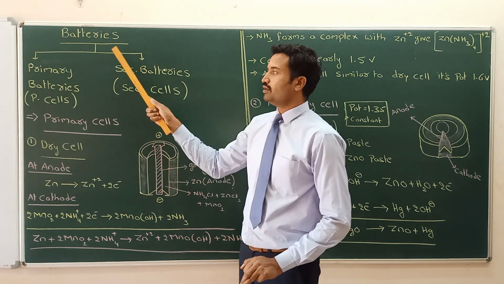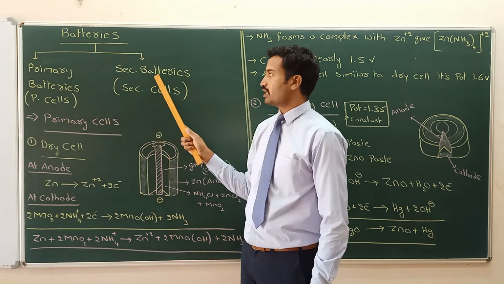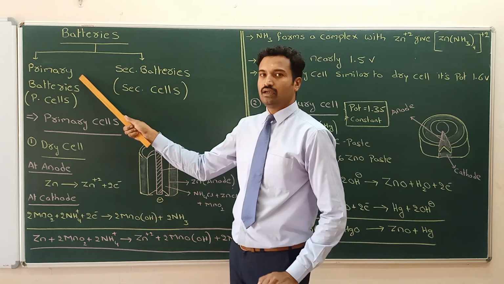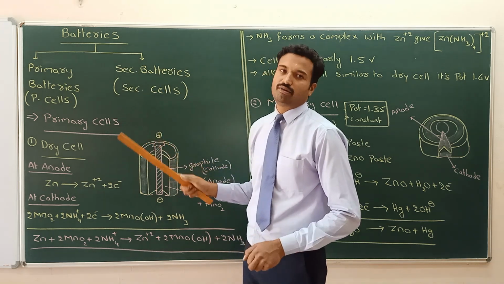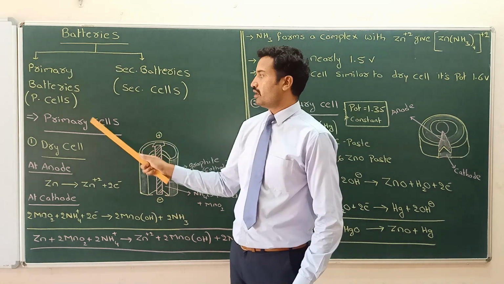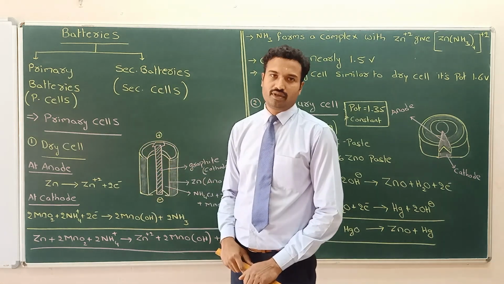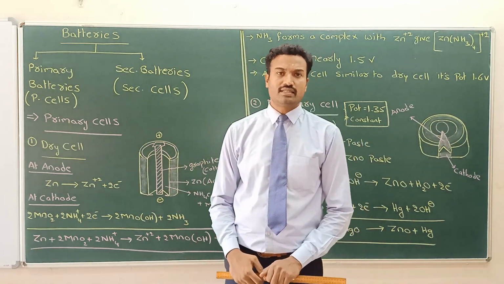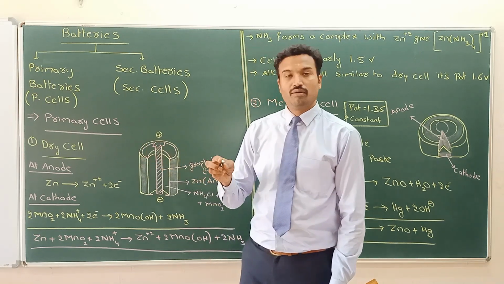Batteries are classified into two types: primary battery or primary cell, and secondary battery or secondary cell. Primary battery is called a non-rechargeable battery. Secondary battery is called a rechargeable battery. An example of a primary cell is the dry cell. Where do we use the dry cell? The cells we use in transistors, wall clocks, and remotes are called primary cells.